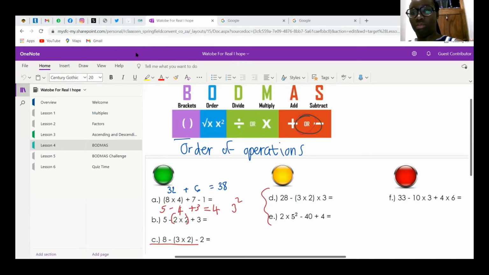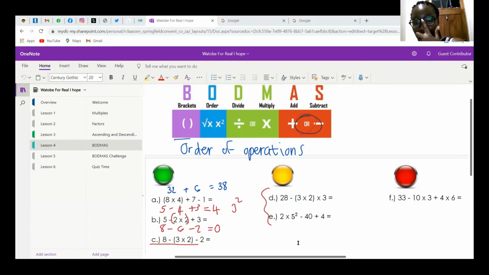Are we ready for the quiz, Ms. Coco? Yes, I think we are. Okay, I'm going to answer C very quickly because we are out of time, and then we're going to go on to the quiz. All right, so they've already done the brackets part for me, which is great. 3 times 2 is going to give me 6. And then I'm going to get 8 minus 6 minus 2. And 8 minus 6 is 2. Minus 2 is going to give me 0. Okay, I hope you guys are with me there. Yes, ma'am. Yes, okay, we've got 0.